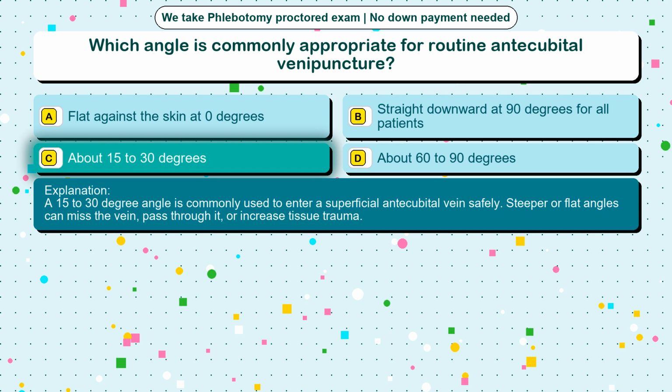A 15 to 30 degree angle is commonly used to enter a superficial antecubital vein safely. Steeper or flat angles can miss the vein, pass through it, or increase tissue trauma.